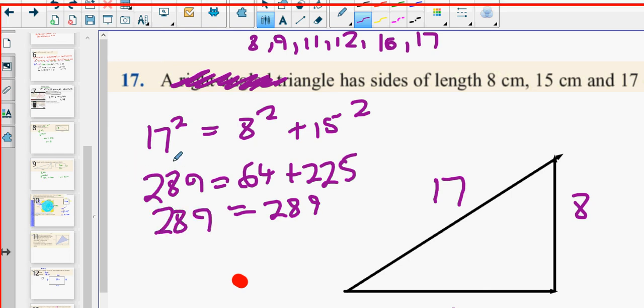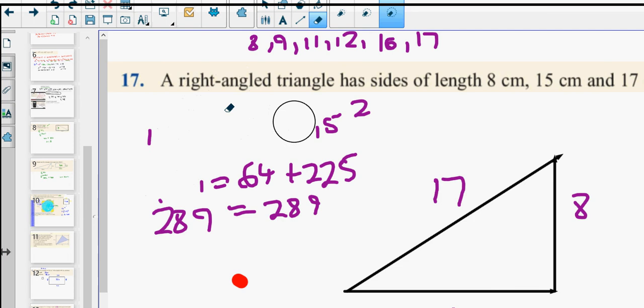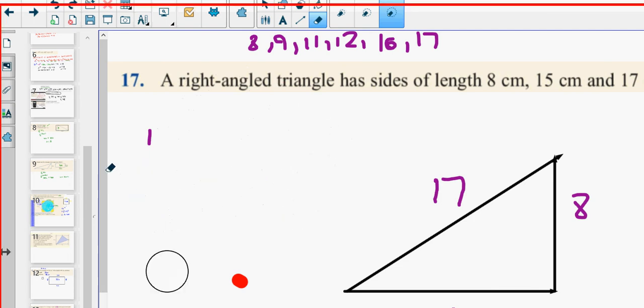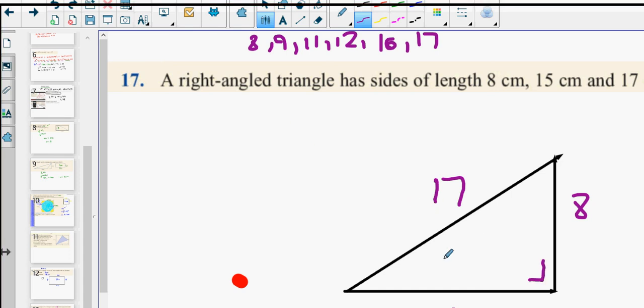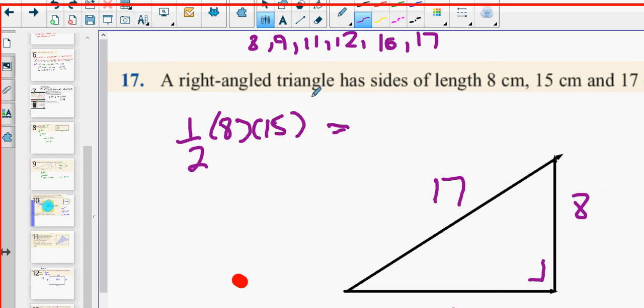Nextly, we do know it's a right angle triangle because it tells us in the question, but if it didn't tell you in the question, you could always check out Pythagoras' theorem. Now, next thing, a half base times height. So which one's the base? Which one's the height? Has to be where the right angle's located. So the 15 and the 8. A half, 8 times 15, 60, okay? We good with that?